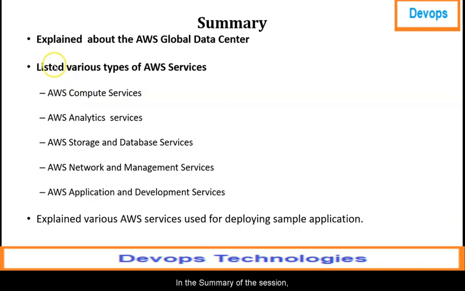In the summary of the session, I explained about AWS Global Data Centers. I listed various types of AWS services such as AWS Compute Services, AWS Analytics Services, AWS Storage and Database Services, AWS Network and Management Services, and AWS Application and Development Services. I also explained various AWS services used for deploying a sample application.